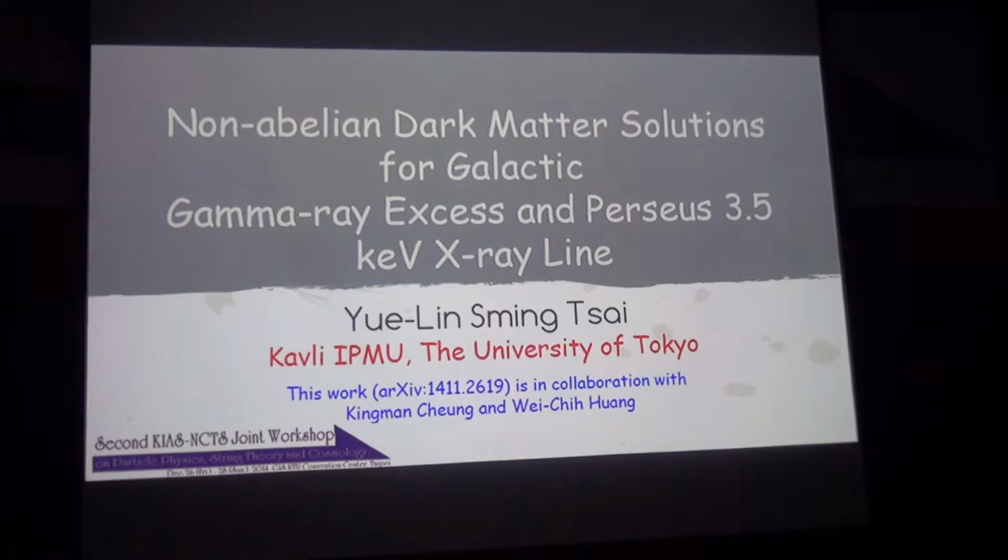Thanks for the MS talk. And then after this cosmic ray, let's look for the gamma ray, photon, and the X-ray. Today I'm going to talk about these two photon excesses. One is a galaxy center gamma ray excess. The other one is a Perseus 3.5 keV X-ray excess. This talk is a collaboration with Kim Man Jung and Wei Chu Huang, who is sitting there.